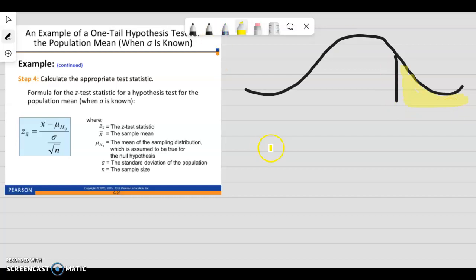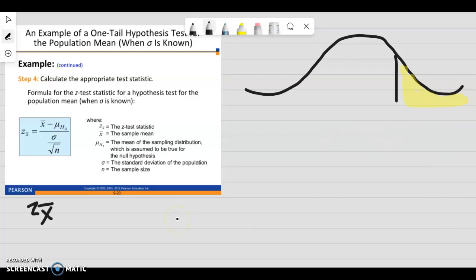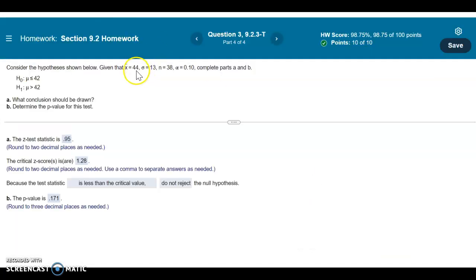Alright, so I'm going to first figure out all of my information, my test statistic, which we're going to get from the formula. So that's what we're going to have to try to find. I'll erase that for now. So first let's find the sample mean. So if we look at our information given, the sample mean is 44.